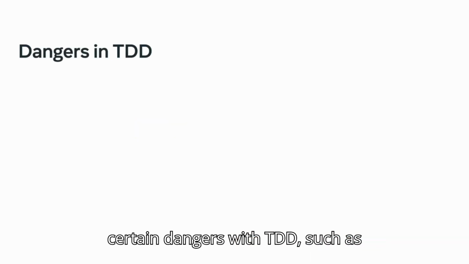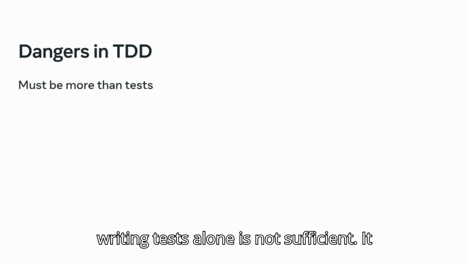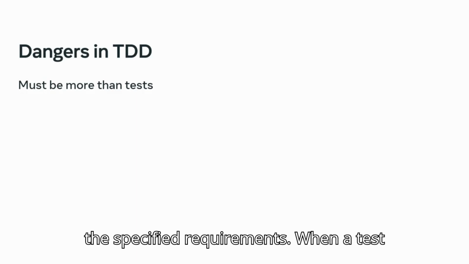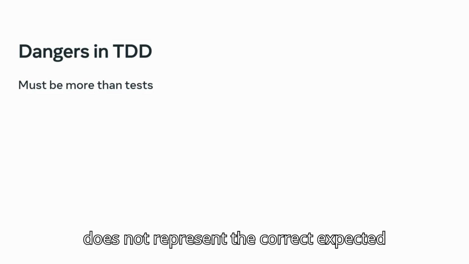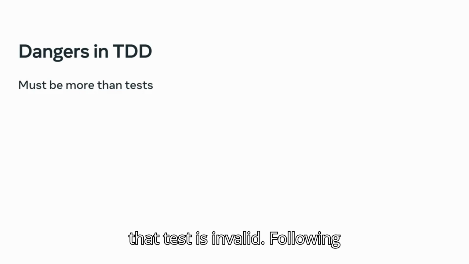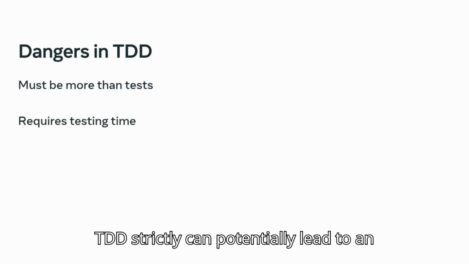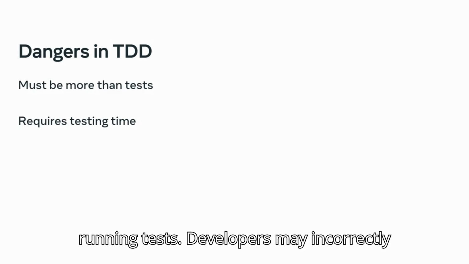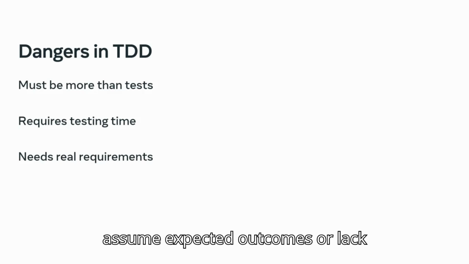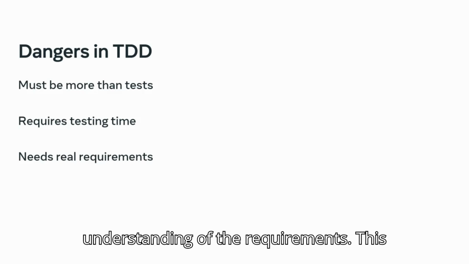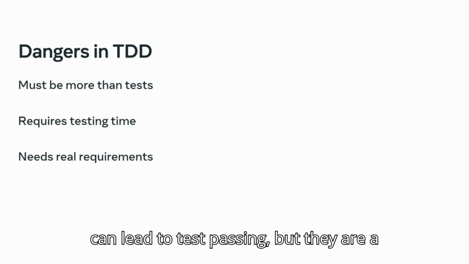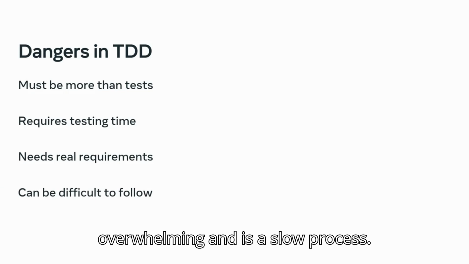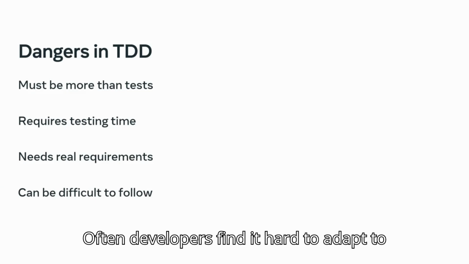However, there are certain dangers with TDD, such as writing tests alone is not sufficient. It is vital that tests correctly map with the specified requirements. When a test does not represent the correct expected behavior from the code, the purpose of that test is invalid. Following TDD strictly can potentially lead to an excessive duration spent writing and running tests. Developers may incorrectly assume expected outcomes or lack understanding of the requirements. This can lead to tests passing, but they are a false positive. Following TDD can feel overwhelming and is a slow process. Often, developers find it hard to adapt to it as a practice.